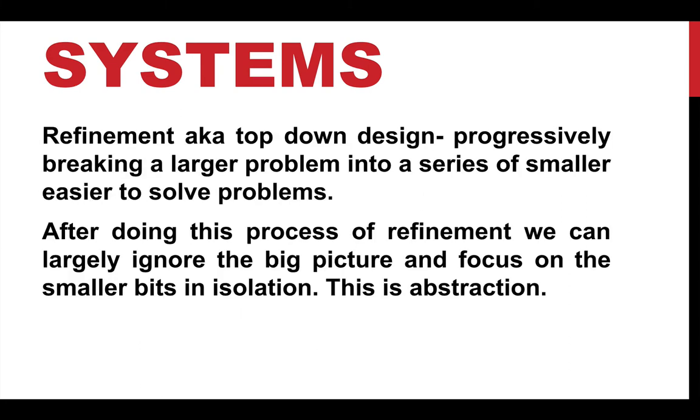So refinement, also known as the top-down design, is about progressively breaking a big problem into a series of smaller ones. So refinement is essentially what we're doing. And once I break that system down into smaller parts, I can focus on the smaller bits in isolation. And this means I'm actually able to abstract the system. So I might be able to work on a small part and not necessarily have to care about the big picture if I've done the appropriate planning and I've done the appropriate refinement or top-down design. So let's look at how I do break down a system, and let's look at what top-down design is.